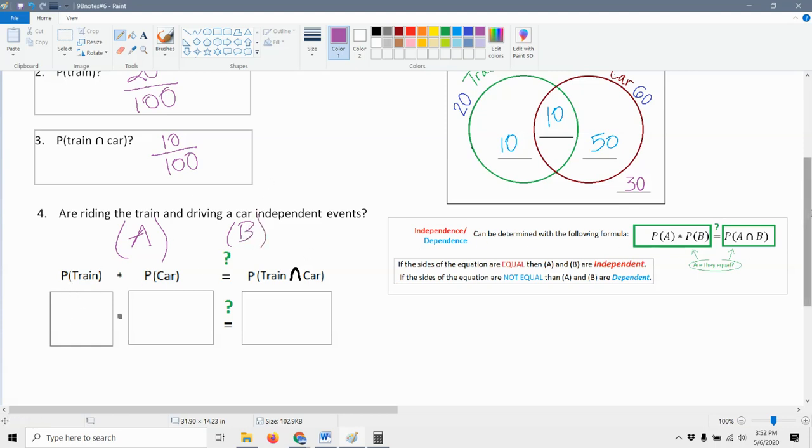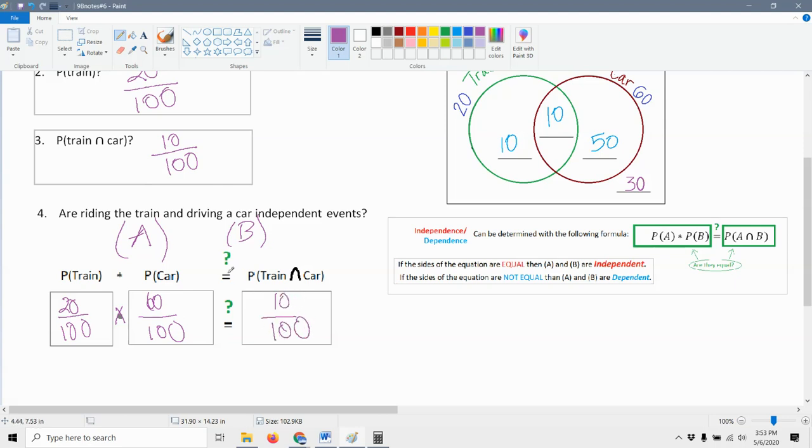So the probability of taking the train to work, we're just going to go back up, and we're going to see that we already found the probability of taking the train to work. It was just 20 over 100. Okay. Then we're going to multiply it times the probability of taking the car to work. And we already found that. And that was 60 over 100. And then we're asking a question. Does it equal the probability of taking the train and the car? And again, we found that already. And that's 10 over 100.